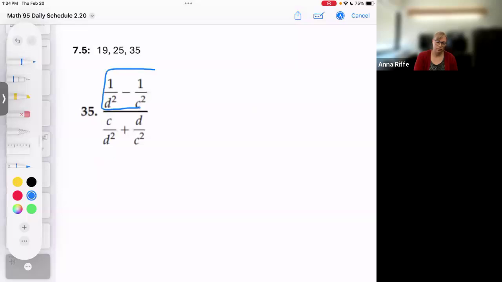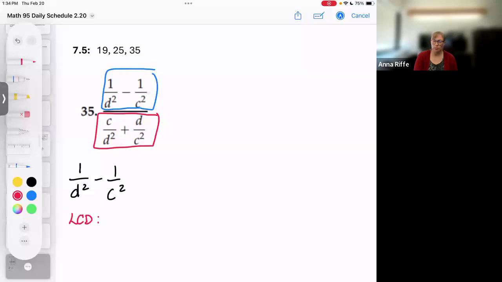I have division of a sum, or a difference by a sum. So I'm going to take this 1 over d squared minus 1 over c squared, and I want to find the least common denominator of the terms. It will be c squared d squared, or d squared c squared.